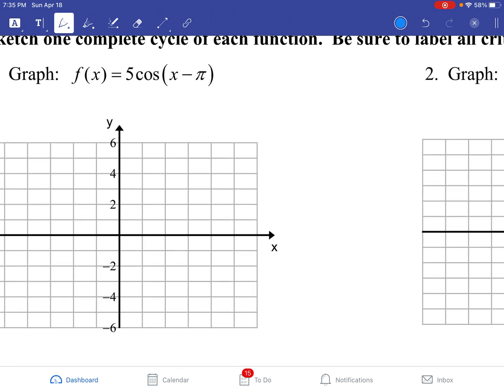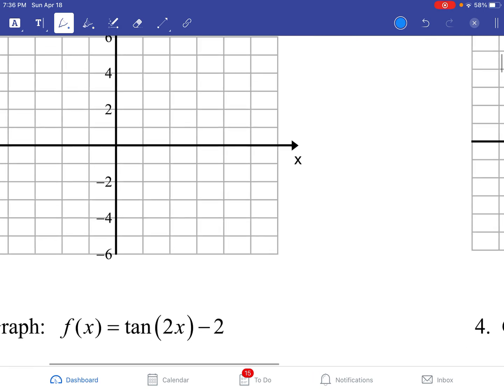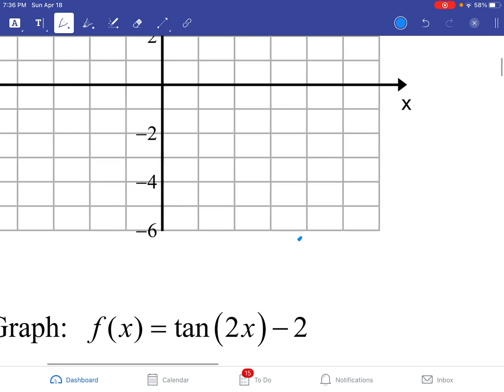Step 1, find the period and the intervals. Okay, so nothing is being multiplied or divided by the x term. It's by itself. Now there's something subtracted, but that's going to be the horizontal shift. So that means your period is 2 pi. So we're going to write down our intervals down here. We have 2 pi, we have pi, pi over 2, and 3 pi over 2.